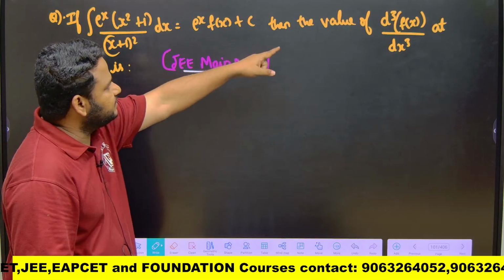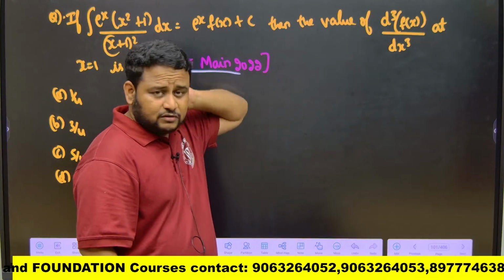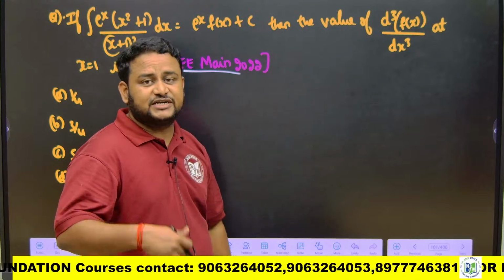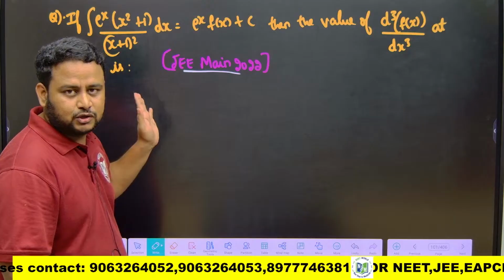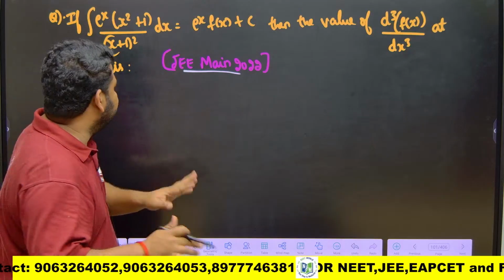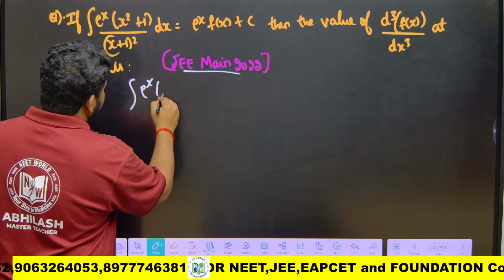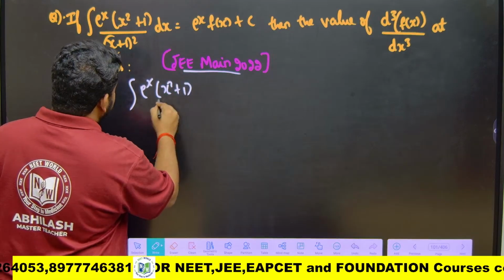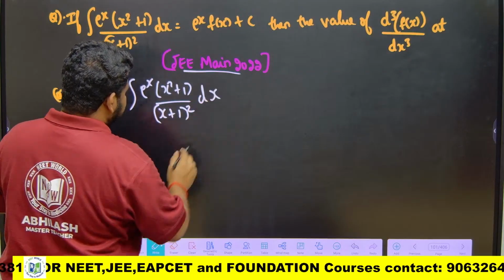Then they are asking the value of d cube of f of x by dx cube. That is, we have to differentiate f of x three times, and then evaluate at the point x is equal to 1. First, let us find f of x. To find f of x, let us take the integral that is given: e power x into x square plus 1 by x plus 1 whole square dx. This is what is given.